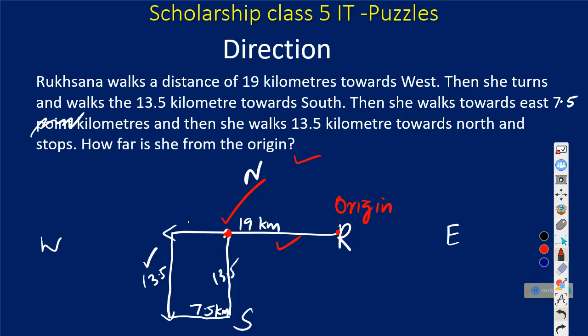Okay. So this is 7.5 km we know because this is equal to this, because all these turns are right angle. So when we subtract 7.5 from 19, you will get the answer. It is equal to 11.5 kilometer. Sorry, 11.5 kilometer.